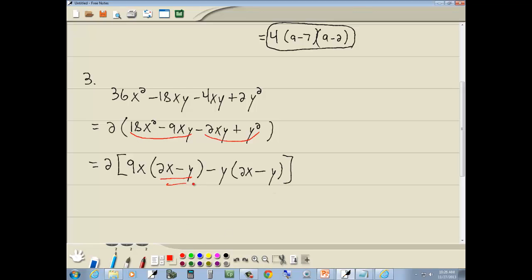Our goal was to get this parentheses the same as that, and it is. And so we're going to factor out a 2x minus y. And to see what goes in your second set of parentheses, you can come up here and cross out the 2x minus y's. And that leaves us 9x minus y. And that's our answer.